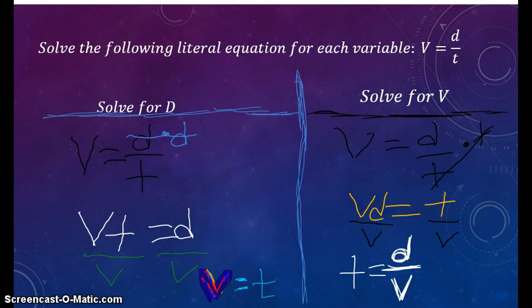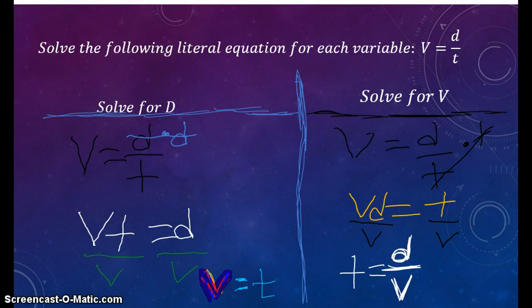First, I solve for D by multiplying the D by itself and the V by the D. Once I did that, I got V equals T. I divided by V on both sides to undo multiplication. Finally, I got VT equals D as my answer.